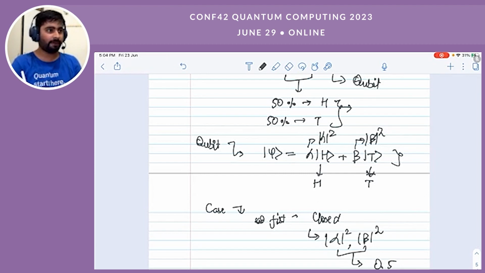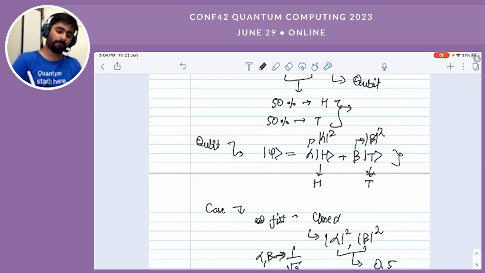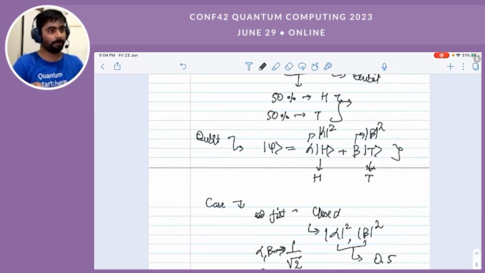So it's 0.5, right? The value of the square is 0.5, and the actual value would be somewhere around 1 by under root 2, right? Because the square of 1 by under root 2 would be 1 by 2, which is 0.5. So basically alpha and beta, to be precise, would be 1 by under root 2, and the square of these values is 1 by 2 or 0.5 or 50%, right? This is what we call superposition.